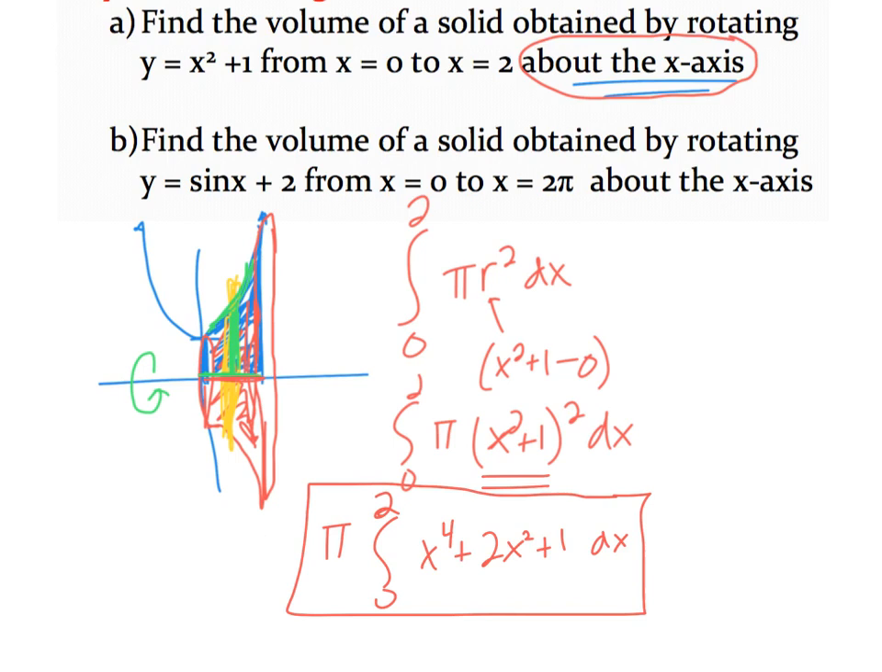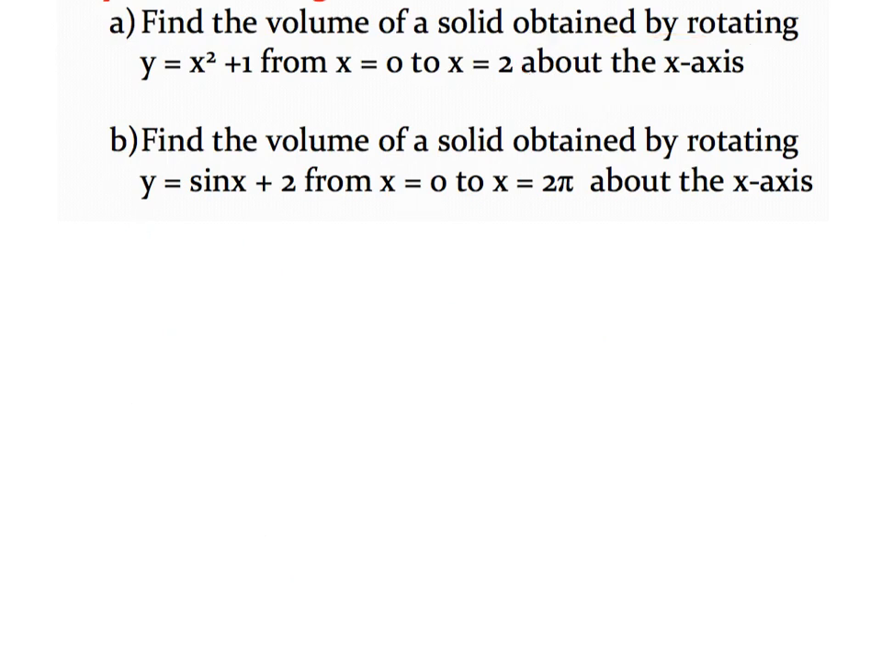So if we look at that second one here, part B, it says find the volume of the solid rotated sine of x plus 2 from 0 to 2 pi. And again, it's about the x-axis. So if we get an idea what this one looks like, sine of x plus 2 is just a sine function up 2 units. So if I go up 2 units, it still starts at the origin there.